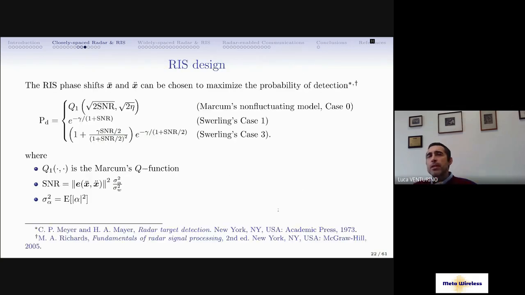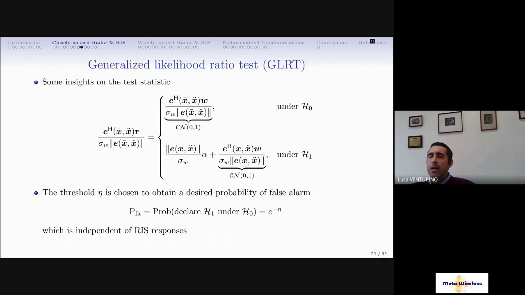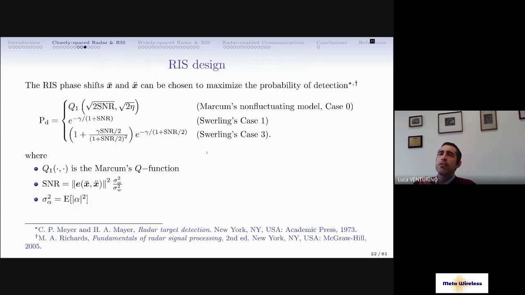We can also compute the probability of detection. Clearly, this probability of detection will depend upon which assumption we make on the target response alpha. So if we assume that the target has a non-fluctuating response, then the probability of detection can be written in terms of the Marcum Q function. And here, the arguments of the Marcum Q function are related to the detection threshold eta and the received signal-to-noise ratio, where the signal-to-noise ratio is just the square norm of our virtual steering vector times the average strength of the target, sigma squared alpha, over the power of the noise, sigma squared W.